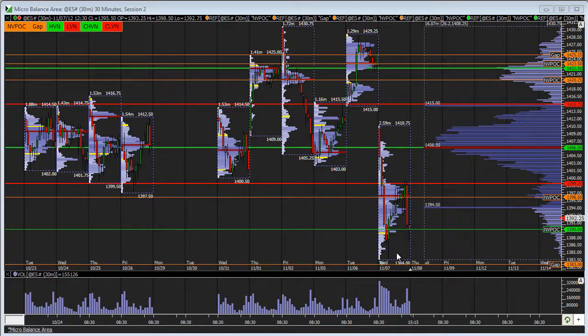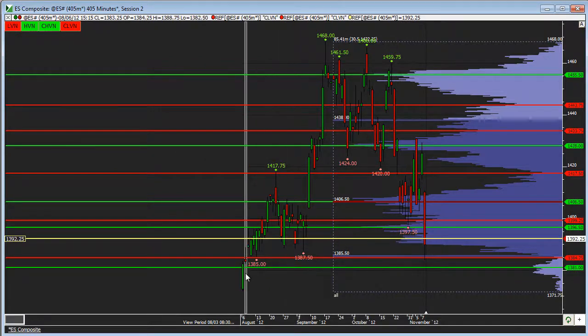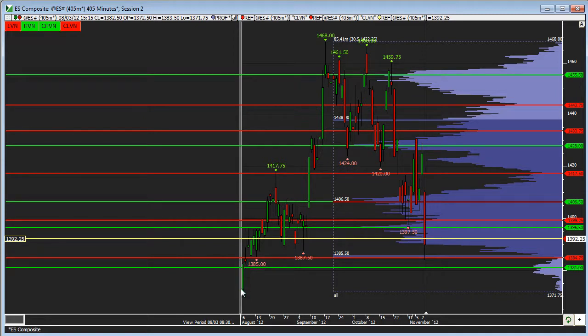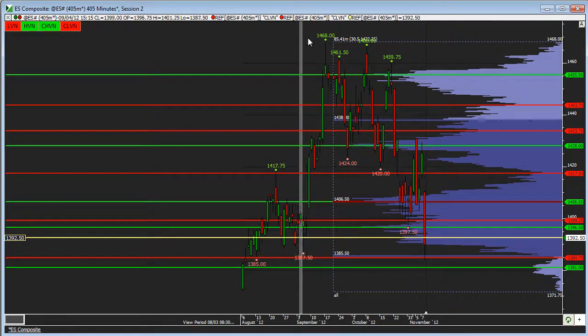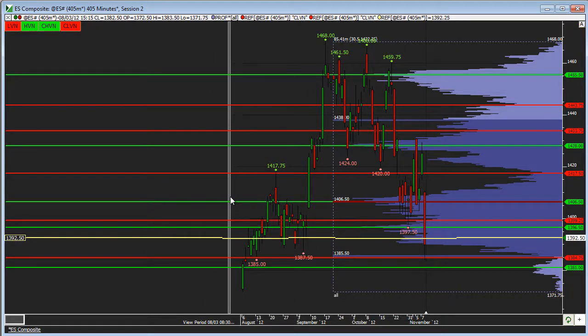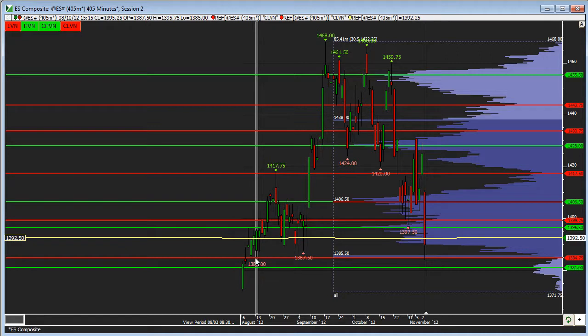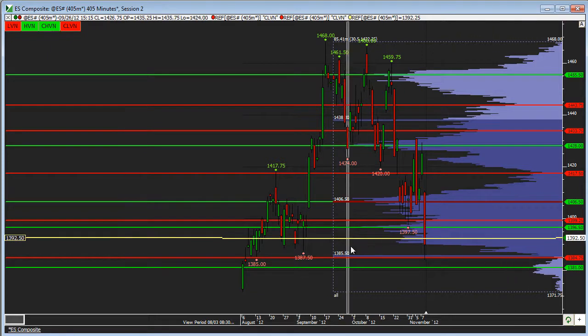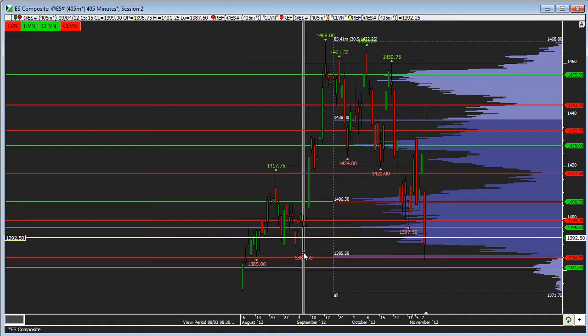So let's zoom out and look at a slightly bigger picture chart to understand why we got responsive buying off of 1384. So now we're going to switch over to this other chart, which begins on August 3rd. This was the gap up and trend up day that started this entire upside, which ended at 1468. Looking at this entire composite profile, we can see that we have a swing low at 1385, we have a low volume node at 1384.75, we have the value area low on this entire composite at 1385.5, and then this swing low at 87.5.